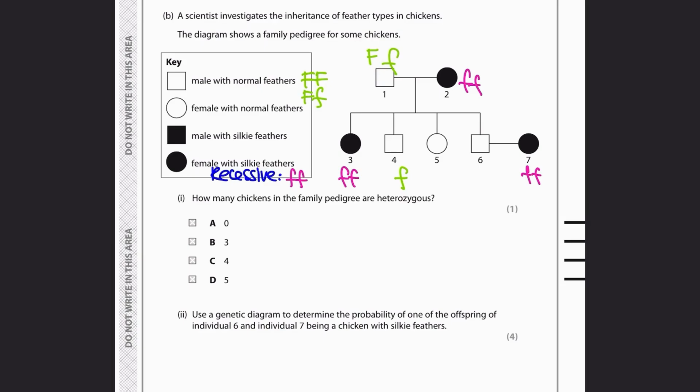He's got normal feathers. So he needs that big F to protect him from any silky feathers. Does that make sense? And therefore, number 4 would have gotten the small f from the mother and then the big F from the father. Big F because he's white, right? He doesn't have the condition. And same for all the others. So that's how you figure out pedigree diagrams.